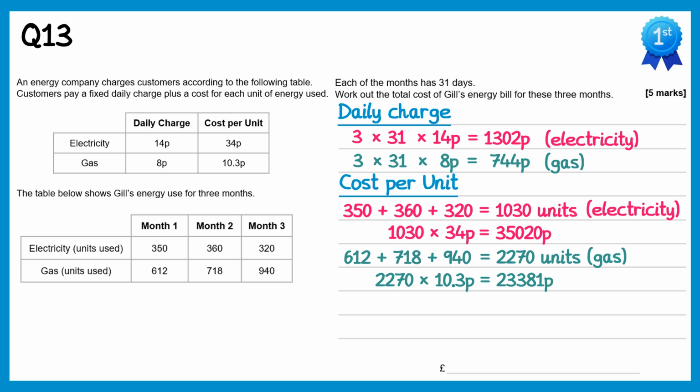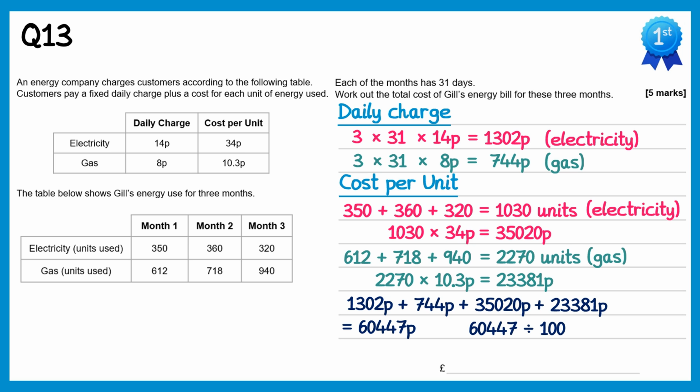Let's add them together. We had the 1,302 and 744 from the daily charge, and we also had the 35,020 and 23,381 from the cost per unit. If you add all of these up, you get 60,447 pence. Now we need to convert our answer to pounds, so we just divide this by 100, and you get £604.47.